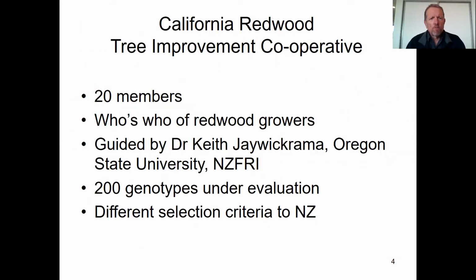The California growers have recently formed a tree improvement co-op. There are 20 members, and that is pretty much all of the redwood growers in California. They have engaged the services of Dr. Keith J. Wickrama, and if that name seems familiar to you, maybe it is. Keith was with the NZDFI for a while. The co-op has almost 200 genotypes under evaluation, and all of its members are actively bringing material into it for evaluation.